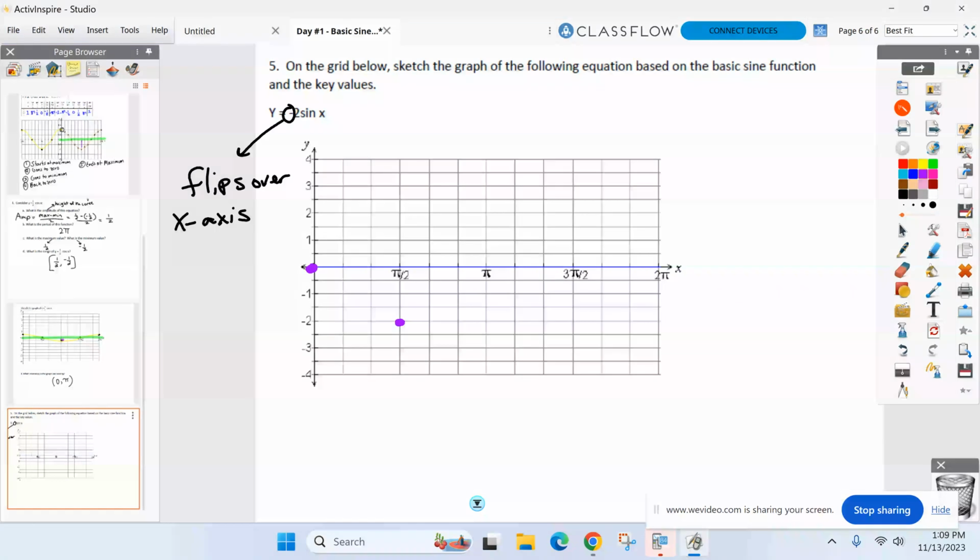Now where's it going to go back to? 0. Usually at this point in the curve, we'd be at a minimum. Nah. Negative says flip it. So we're actually at 2. And then for today, we always end the sine curve at 0. So see how it flipped? Instead of increasing, it decreases first. Okay, so that is the only effect a negative has.